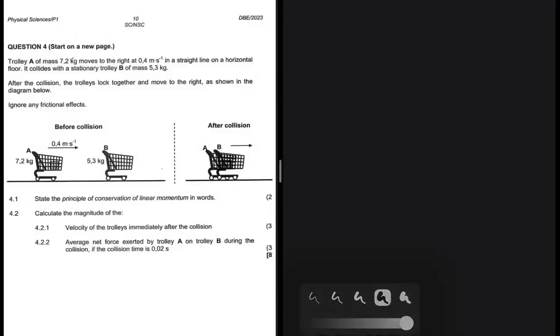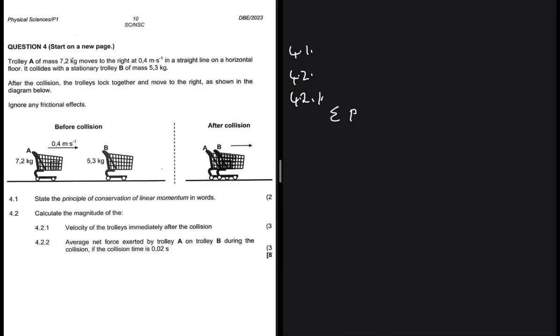The total linear momentum in an isolated system is conserved. That is the principle of conservation of linear momentum. Right, so let's go ahead and do 4.2 and see what is happening here. The first question, 4.2.1: calculate the magnitude of the velocity of the trolleys immediately after the collision. Based on the principle of conservation of linear momentum, we know that the sum of the momentum before should be equal to the sum of the momentum after, if that system is isolated.